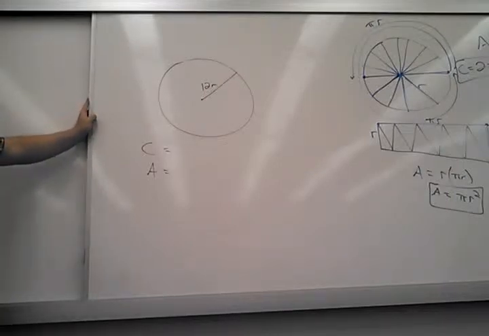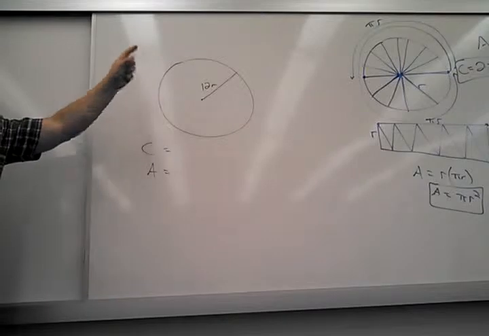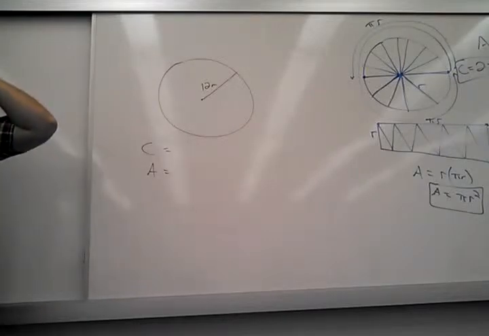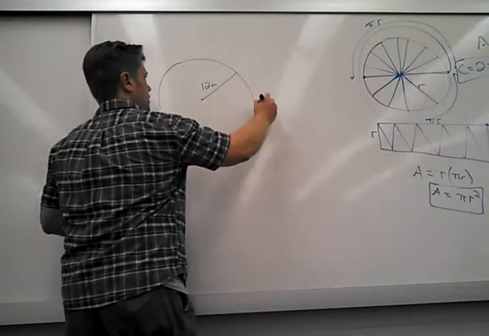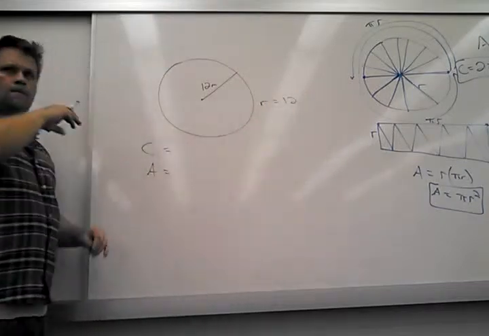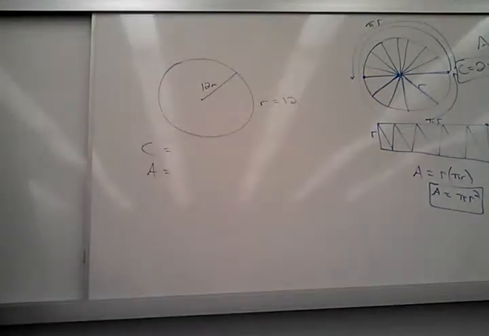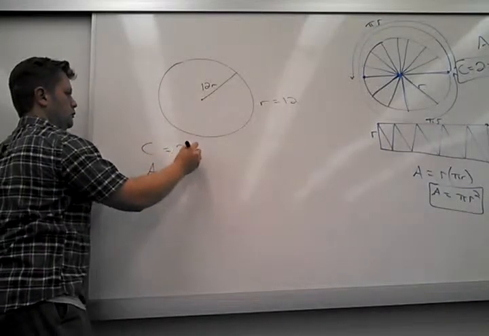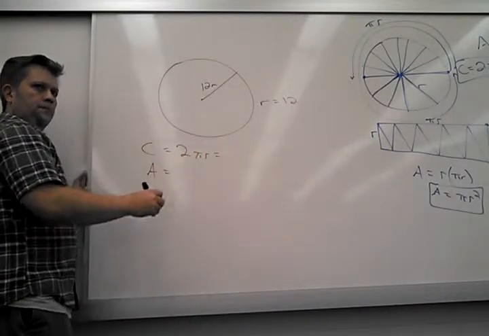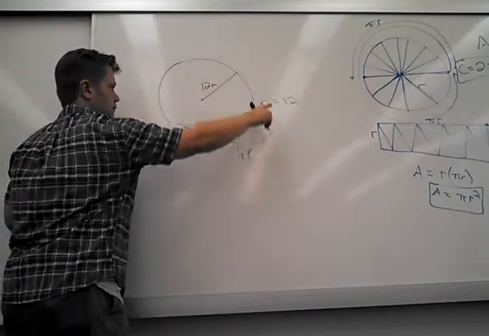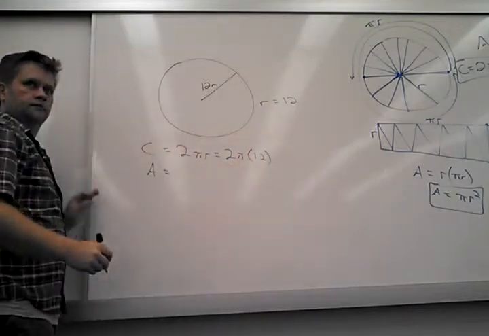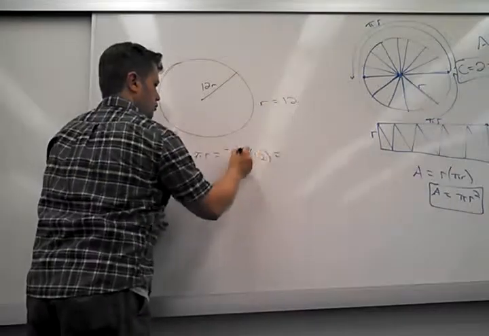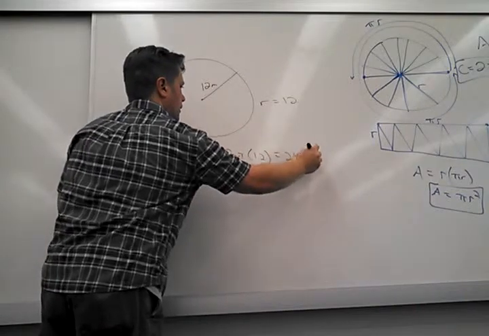So what formula can you use? What is that 12 that I've given you? That's the radius. So I know the radius is 12. Yep, so the circumference is 2 pi r. So it's 2 pi times 12. So you get 24 pi.